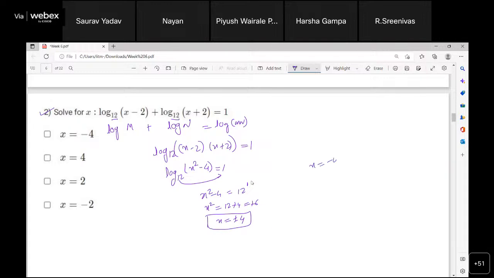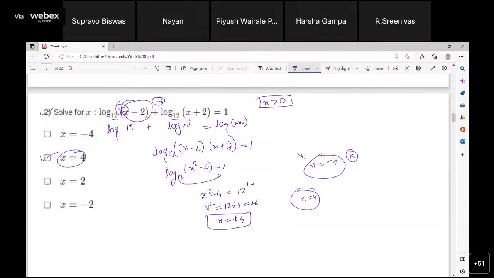Why are we not considering this value? For example, log to the base 12 of x minus 2: if we put x equal to minus 4, then it will become minus 6, right? So it is not in the domain. So we cannot consider x equals minus 4, and x equals 4 is the answer. So you have to check whether the answer we are getting, if we put it in the function, is greater than 0. Then only that value of x will be valid for this particular function.